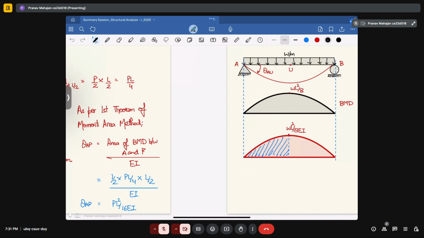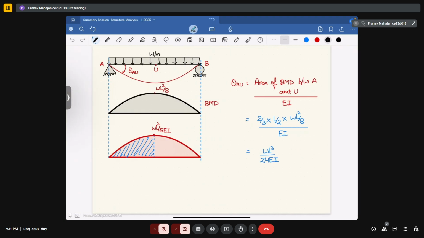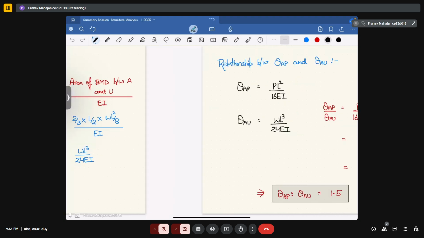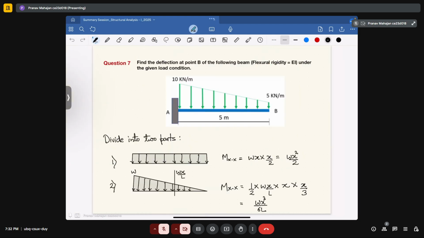Now, on the same lines, if we calculate the slope for the uniformly distributed load, you get the value of theta AU equal to WL cube upon 24 EI. When you compare both values and simplify them further, you get theta AP upon theta AU equal to 3 by 2, or 1.5. Okay, now let's see, we are expected to solve one more question.